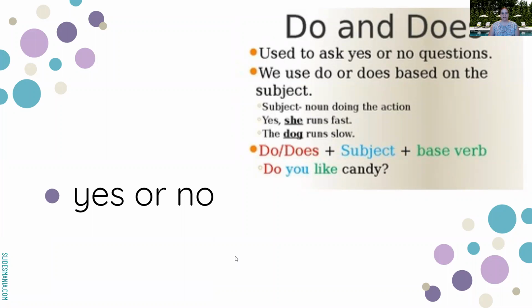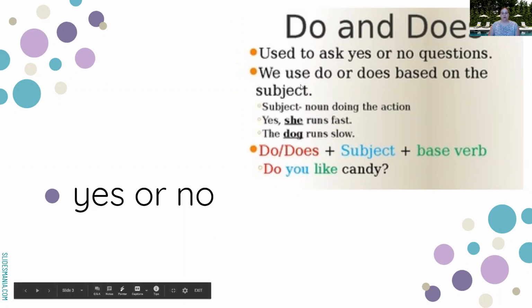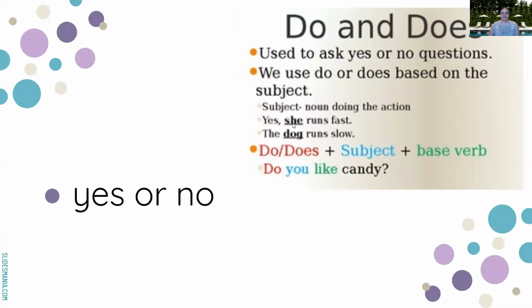So let's begin with a very typical question word that we see, do or does. Whenever you see the word do, usually it's at the beginning of a question. And they're going to be asking you a yes or no question. So they're looking for a yes or no answer. They usually base that on the subject of the sentence. So for example, does she run fast? Yes, she runs fast. Does the dog run slow? Yes, the dog runs slow. Do you like candy? Yes, I like candy.